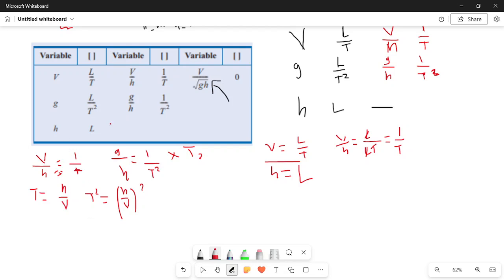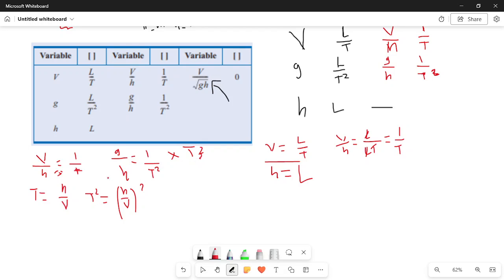Okay. Do you see what's happening? You have this to be 1 over t. You have this to be 1 over t square. You want to cancel t. How can you cancel t? The way you can cancel t is to multiply by t square here.